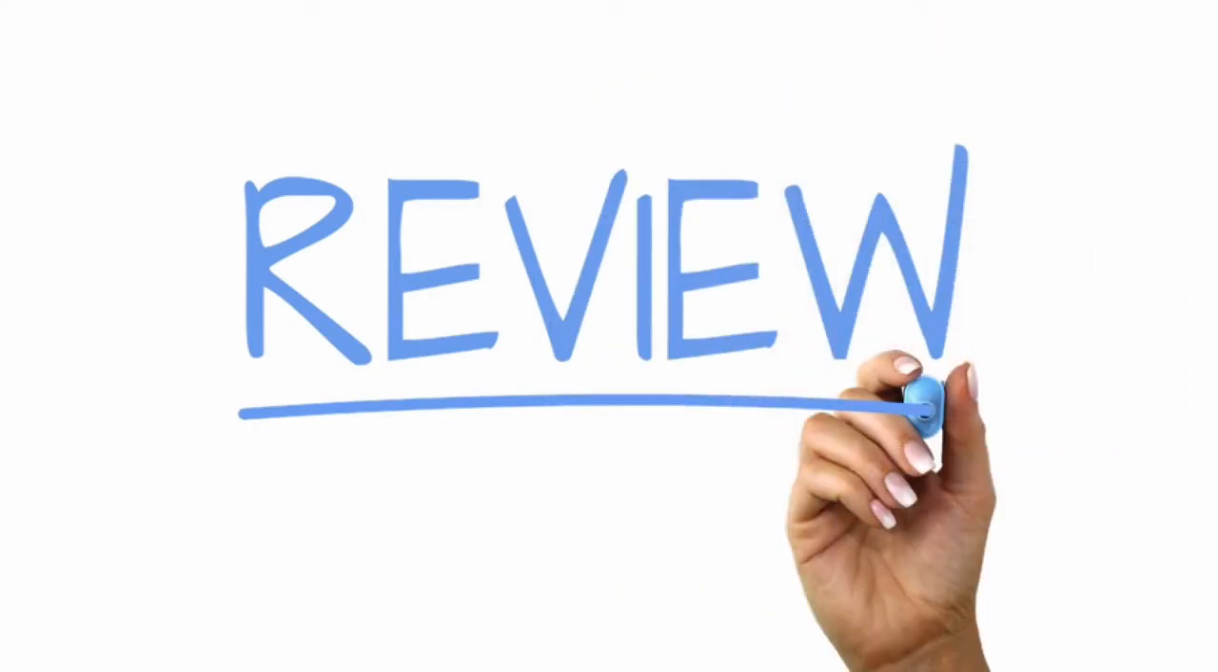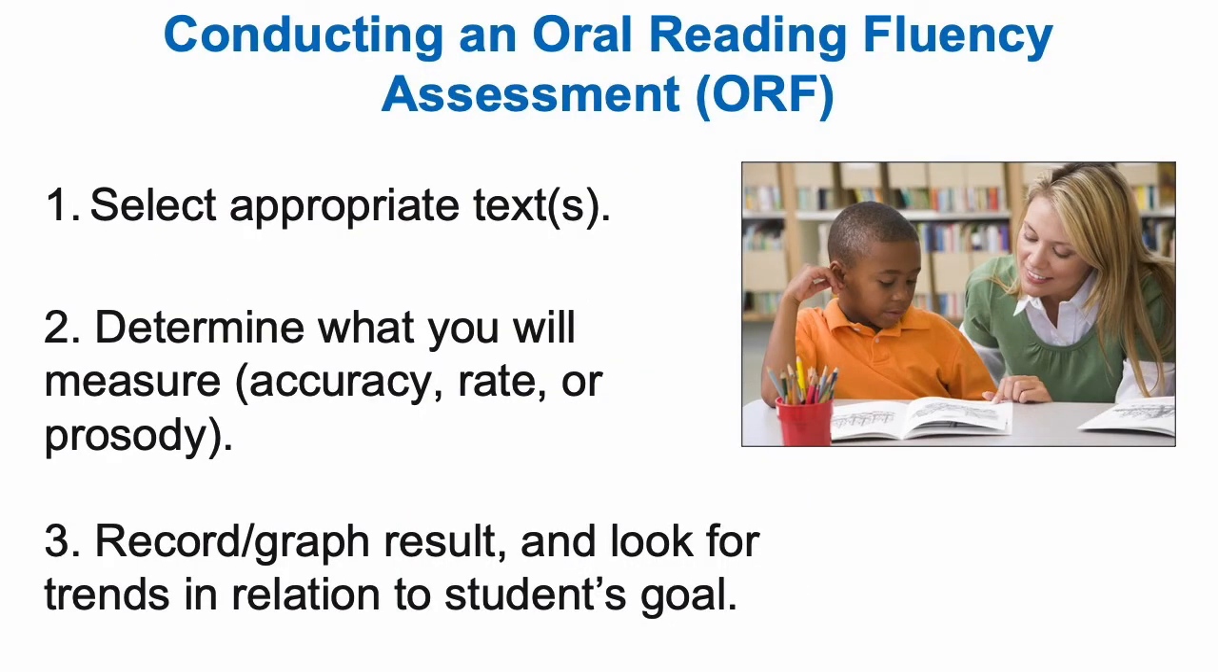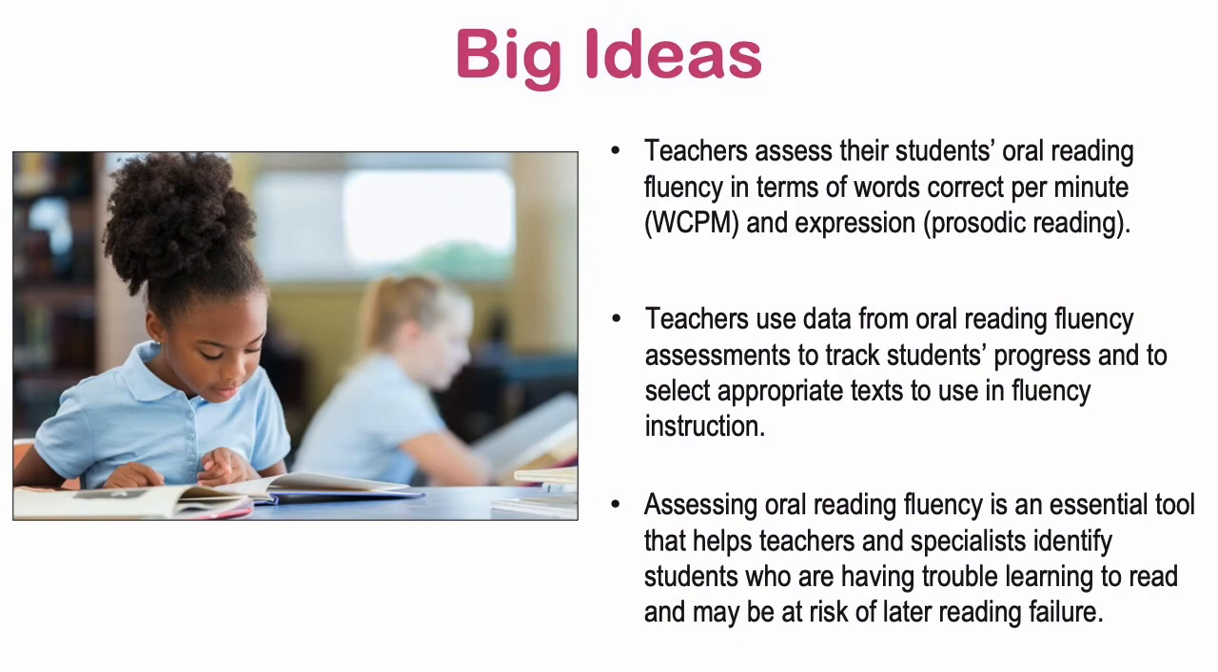Now let's review everything we covered in this CAP. We defined words correct per minute as the unit we use to reliably express students' reading rate. This measure is often used in progress monitoring and CBM assessment. Using a fictional student scenario, we demonstrated each step of the process for oral reading fluency assessments. The examples that we worked through illustrated each of the three big ideas that we established at the beginning of the video.